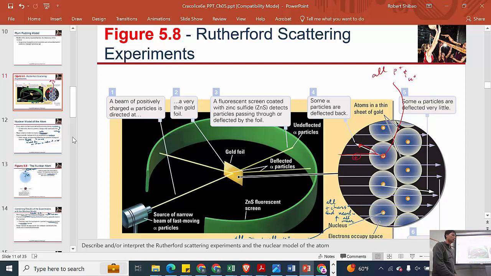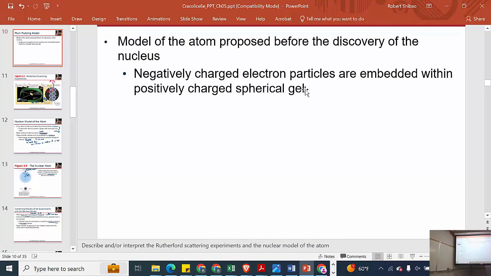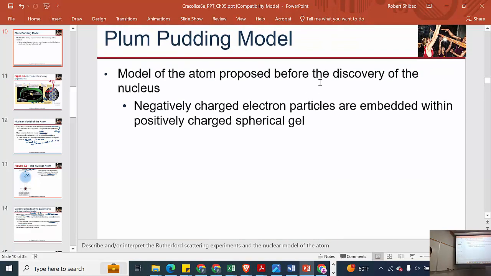Wait, so I'm confused. What is the plum pudding model? Oh, what the plum pudding model is, is what people were trying to figure out, the arrangement of the protons and neutrons. So they thought that the electrons were at the nucleus? They thought, I'm sorry, can you repeat that? So did they think that the electrons were at the nucleus?